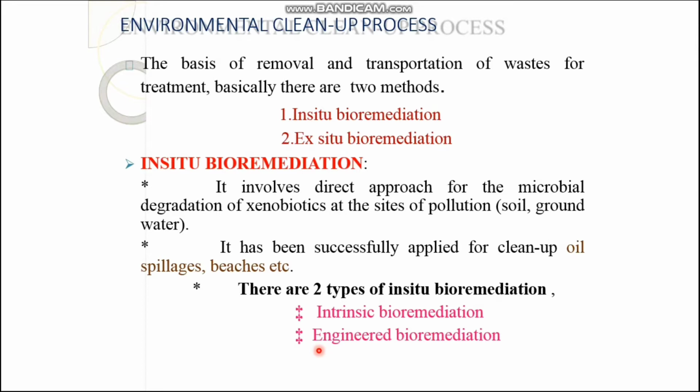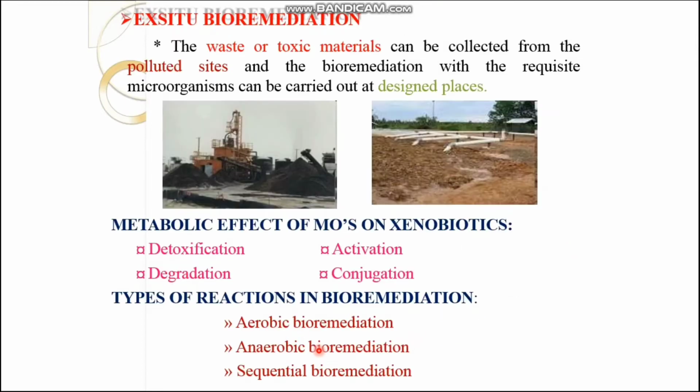Next, let us discuss ex situ bioremediation. So the waste or toxic materials can be collected from the polluted sites, and bioremediation can be done with the help of requisite microorganisms in designed places. That is, we are going to collect the waste and toxic materials which are contaminated with the pollutants, and we are going to process that particular toxic material in a stipulated area, and we are going to control the pollution.